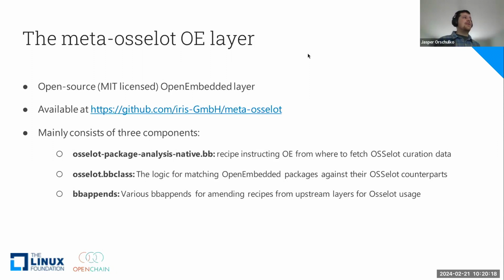And then we have a BB class, which will provide the logic on how to match the OpenEmbedded packages that we are building against their OSSelot counterparts. And then we also have various BB append files. If you're unfamiliar with that, basically we use that to add some additional information to existing recipes from upstream layers, for example the OpenEmbedded core layer, just for more convenience when using OSSelot.